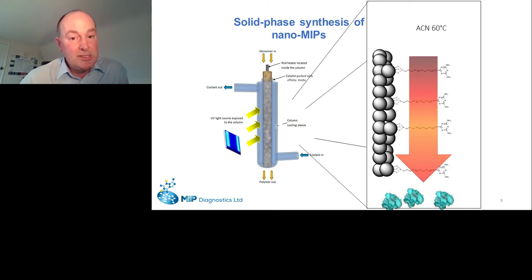What you'll also notice is that in this process, we've regenerated the column, and it's possible to reuse a template molecule or reuse a column to make an additional batch of MIPs. It depends on how robust the template molecule itself is. If you had a fragile protein, it would be less easy to reuse it. But with melamine, as in this example, we actually made 30 batches of NanoMIPs from the same column.